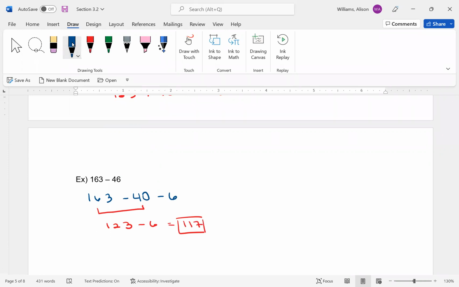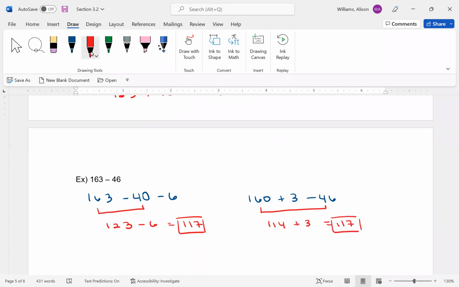But if we wanted to, we could do the 160. I'm sorry, the 163. We could break it up as 160 and 3. Wow, I keep saying what I'm about to write. Can you tell I'm a little tired? Okay, so the 160 and 46, those two subtract to be 114, and then 114 plus 3 is 117.